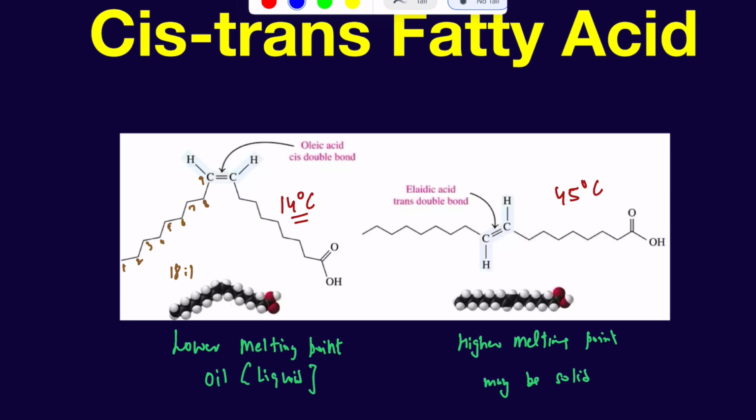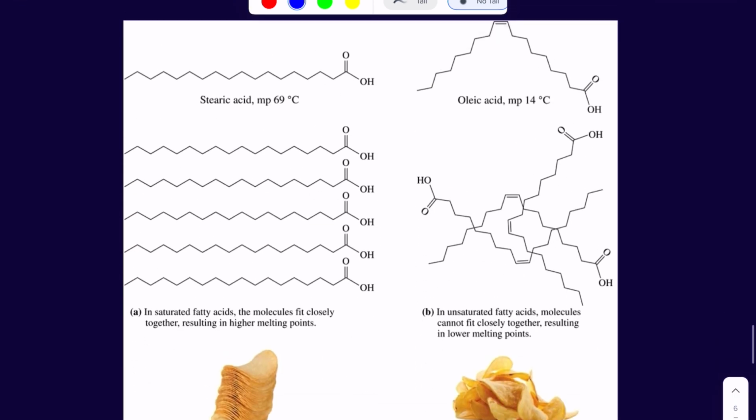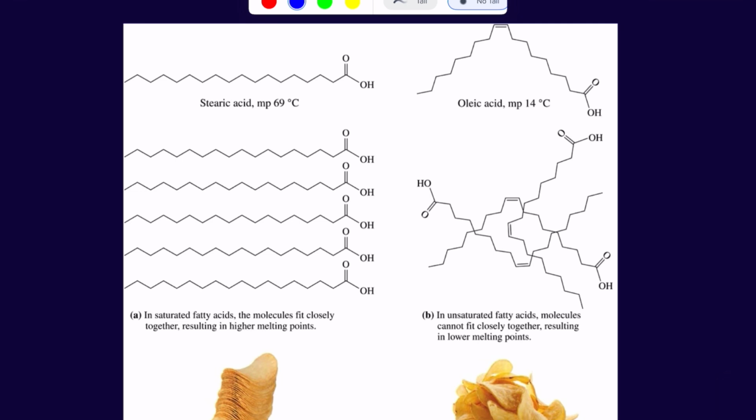So this is what you really want to take home: how the cis and trans configurations of fatty acids affect their physical existence in nature. I can look at an example here. Let's look at stearic acid. Remember it's 18 carbons, so 18:0, there's no double bond. It is a saturated fatty acid. Its melting point is 69.